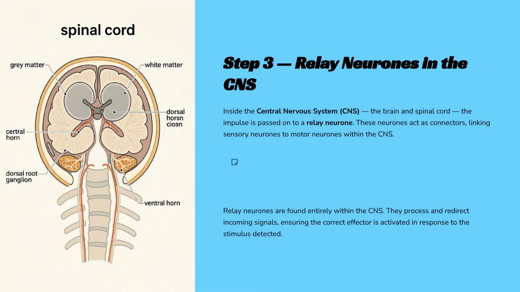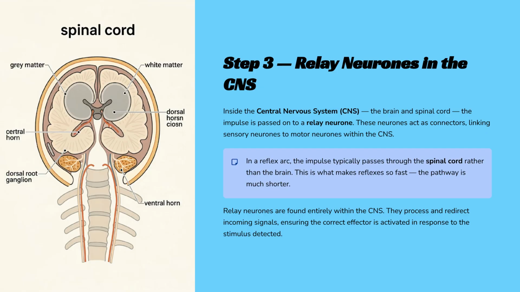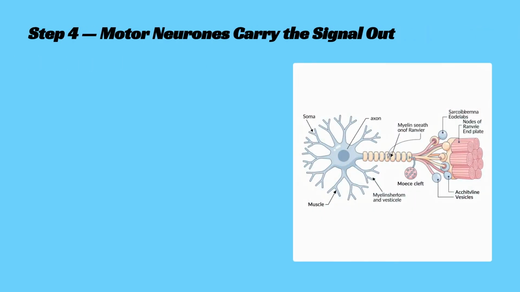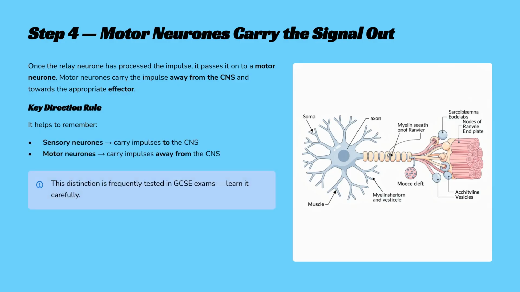Step 3. Relay neurons in the CNS connect sensory neurons to motor neurons. In a reflex arc, the impulse typically passes through the spinal cord, bypassing the brain for speed. Step 4. Motor neurons carry the impulse away from the CNS towards the effector. Remember, sensory neurons carry impulses to the CNS, while motor neurons carry them away.